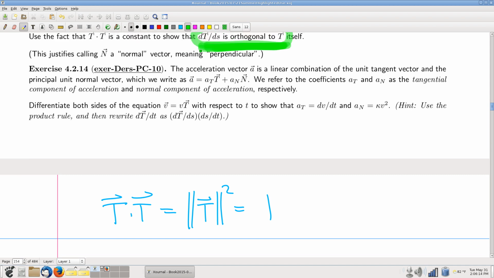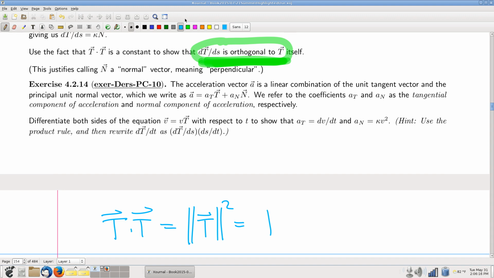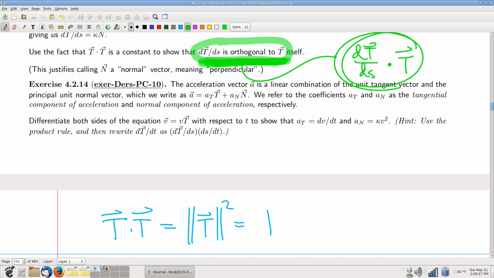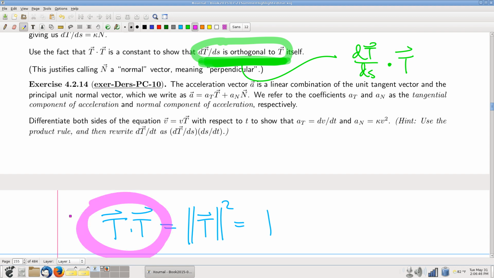So I would like to see dT/ds dot T. If I could compute this, then I'd be in good shape, right? Because to show that two vectors are orthogonal, a good way is to show the dot product is 0. So I look at what I'm given. I'm given information about T dot T. I want information about dT/ds dot T. See what I'm saying?